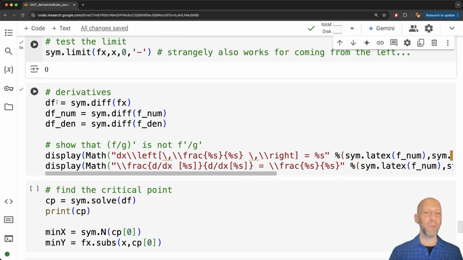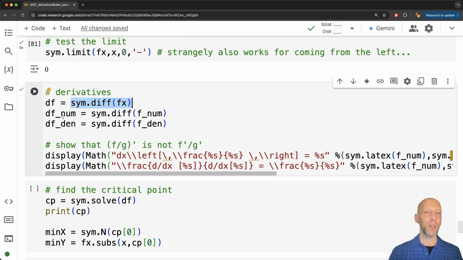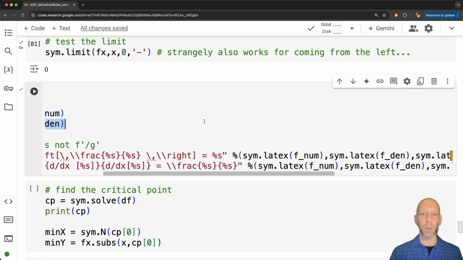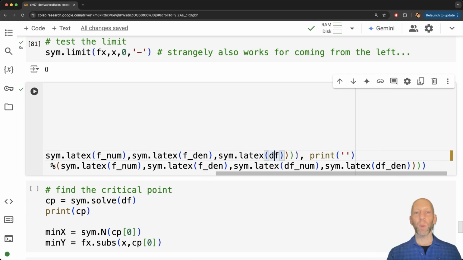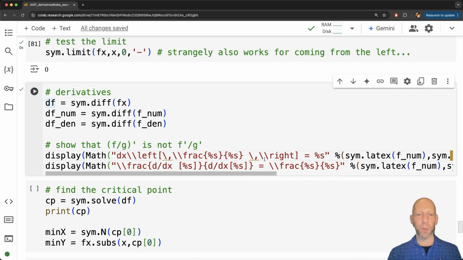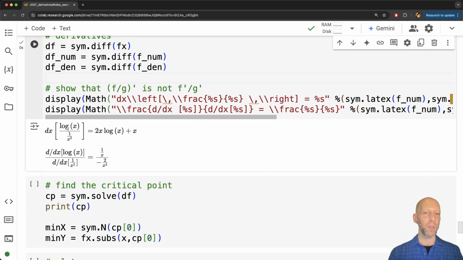Okay, so here I differentiate the function. Here I differentiate the numerator, and here I differentiate the denominator separately. And here I'm going to print out the derivative of the ratio of functions, and that is not going to be equal to the derivative of the numerator divided by the derivative of the denominator. So again, the point here is that this term and this term are not the same. They're different from each other. And that is exactly the outcome we would expect from the quotient rule.